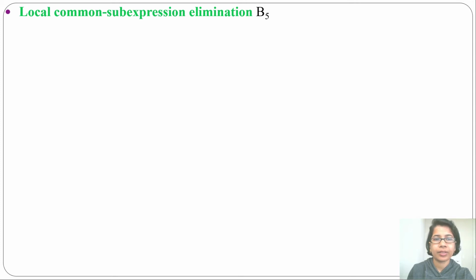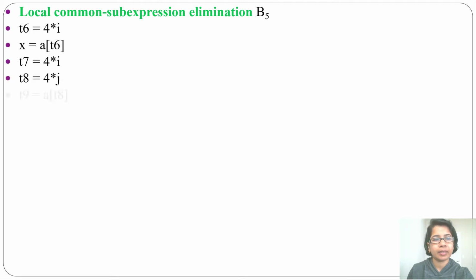Hi, let's discuss common sub-expression elimination. First, I will discuss local common sub-expression elimination from block 5. Then, I will discuss global common sub-expression elimination. I already discussed a control flow graph in the previous lecture. Now, I will do the local common sub-expression elimination from block 5.